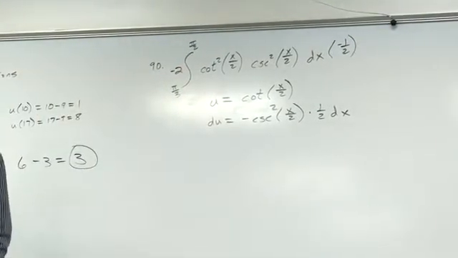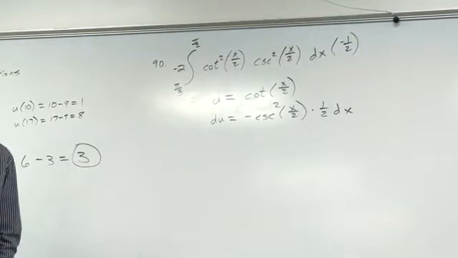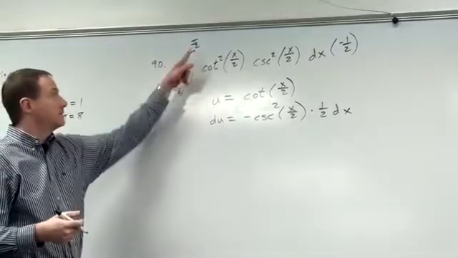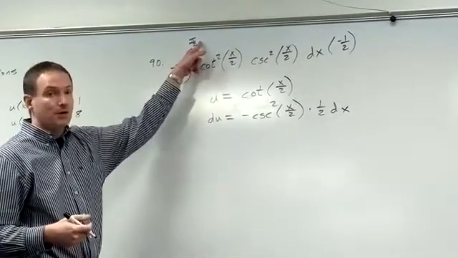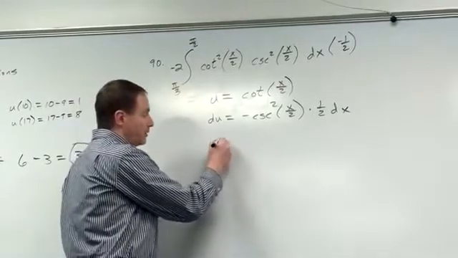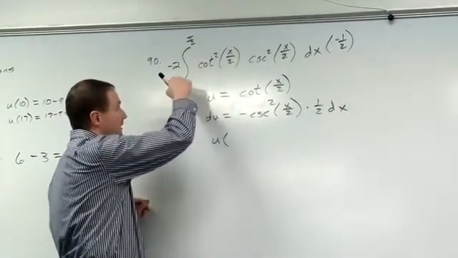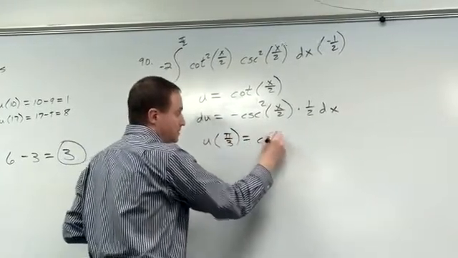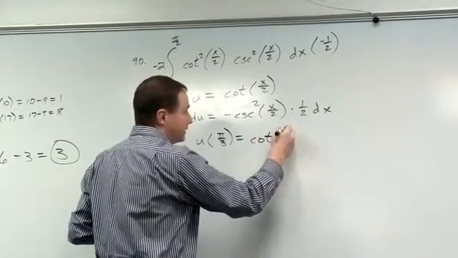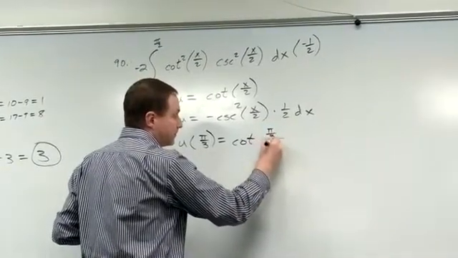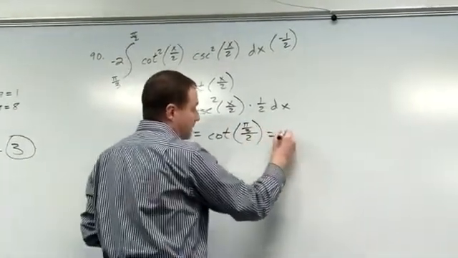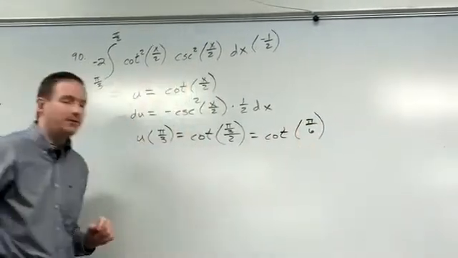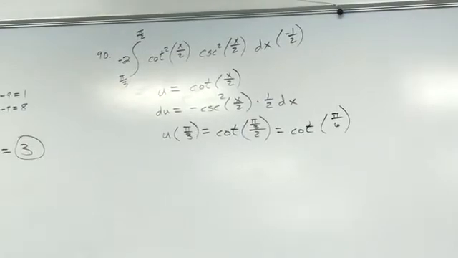In this same step, though, I'm wanting to do a u substitution. In order to do that, I also need to change my limits of integration. So I'll say, well, what would u be if I evaluated it when x is pi over 3? Cotangent of pi over 3 divided by 2. That's going to give me cotangent of pi over 6. And guys, this is where, if you haven't memorized your unit circle, please do so. It makes things so much easier.